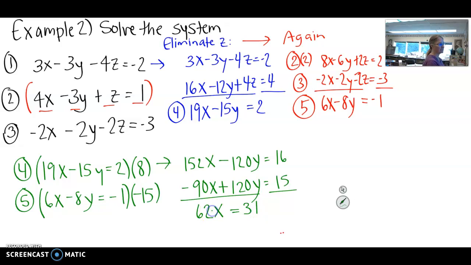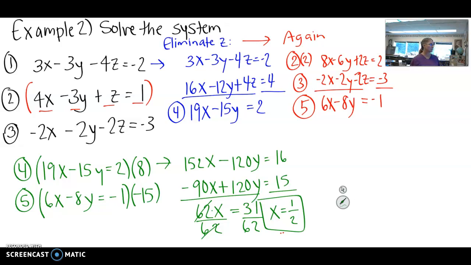To solve for x, I need to divide by 62, and oh, that's nice. It comes out to be 31 divided by 62 is 1/2 if you simplify that. So I get x is 1/2.